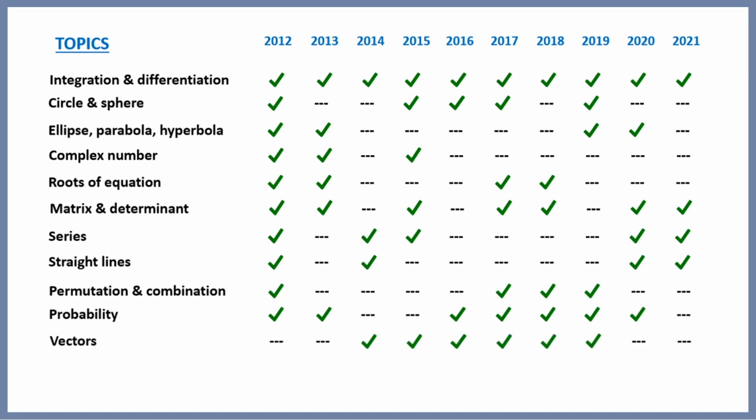Next, vectors. This is again a very important topic because from 2014 to 19 you can see each year at least one question came from vectors. Even sometimes more than one question was from here. In the last 2 years there was no question from vectors, so there is a possibility of getting a question from this topic next year.